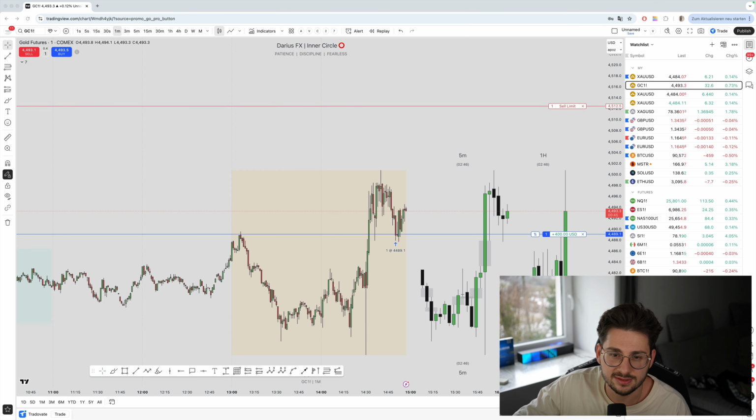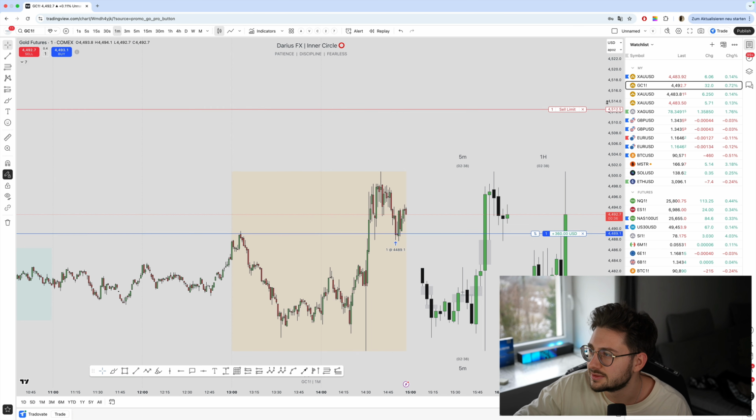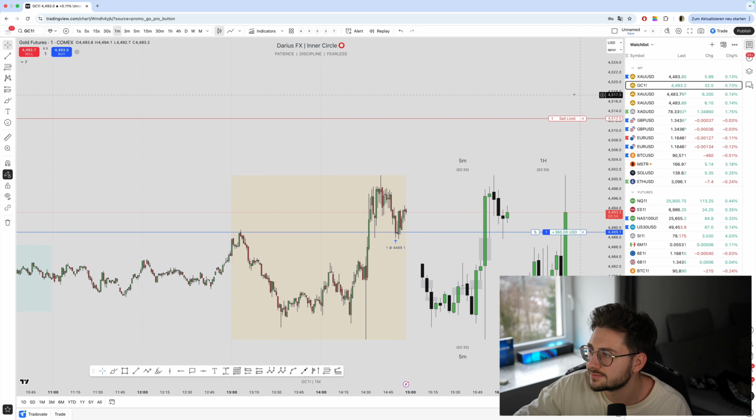So what do I see on Bookmap? On the Bookmap, I see a ton of liquidity. The craziest amount of liquidity I see, I'm just gonna mark it up on this chart.